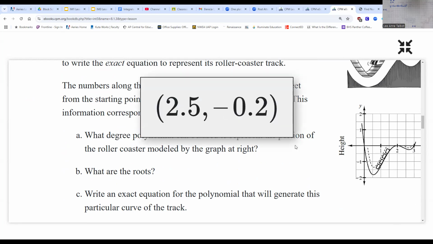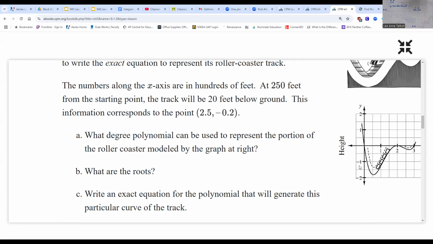Okay, can you guys write that off to the side like we did on the last problem? So write 2.5, negative 0.2. That's going to be your x and your y. This is number 42.